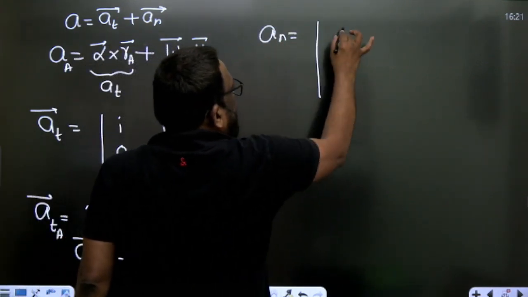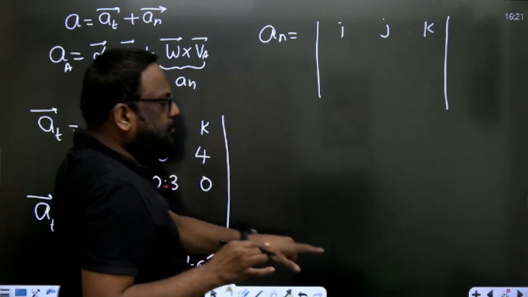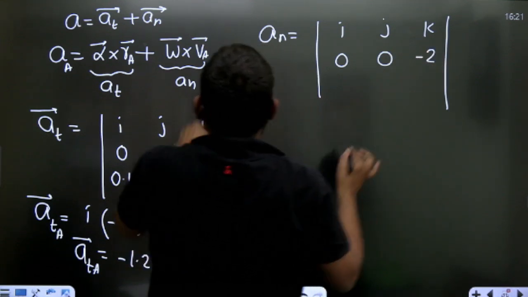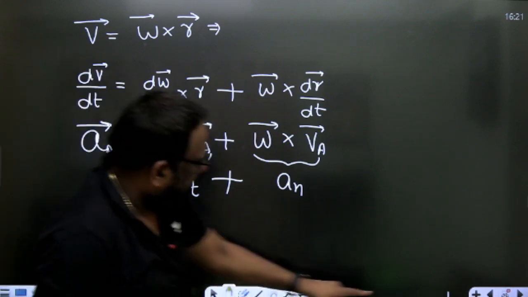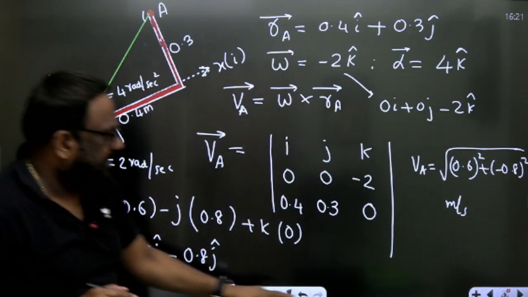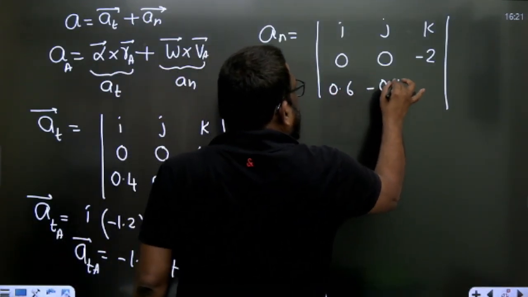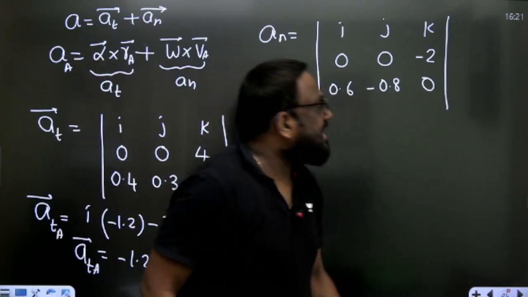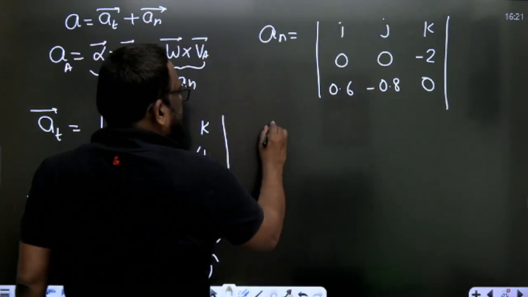The normal acceleration, again i j k, okay sir. Omega is already known, minus 2k. So 0 0 minus 2. Already we have calculated the velocity at A. Let's see the velocity vector. What is the velocity vector at A? 0.6 i minus 0.8 j. There is no k. Let me check, sir. 0.6 i minus 0.8 j. See, my dear students, as I am explaining, that's why I am taking time. Otherwise, this can be solved in 2 minutes. Okay. Now, let's calculate this.